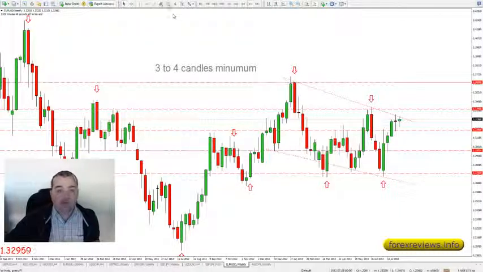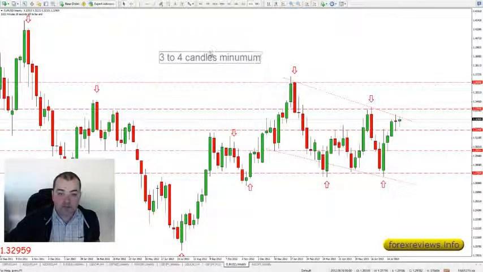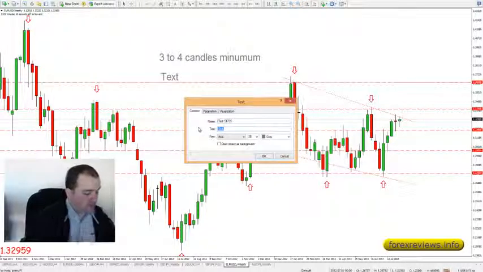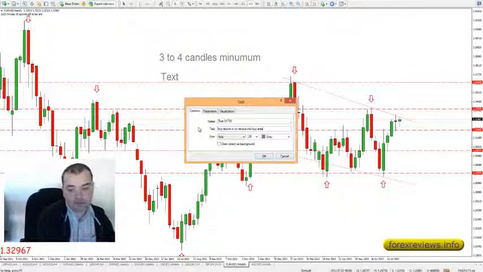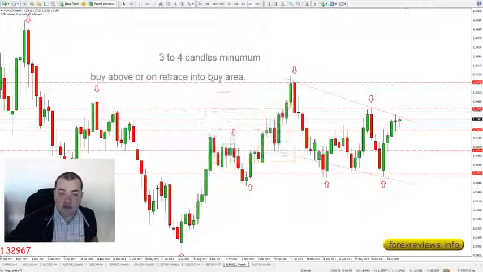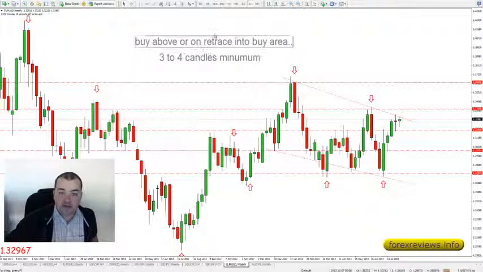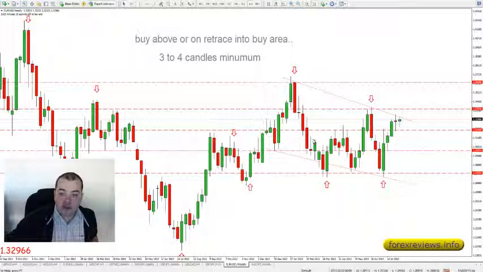But what's the second rule? Let me write it down. Buy above or on retrace into buy area. Okay, and I'll explain that in my future video on how to trade these. So you're either buying above the candle or you're buying on a retrace.